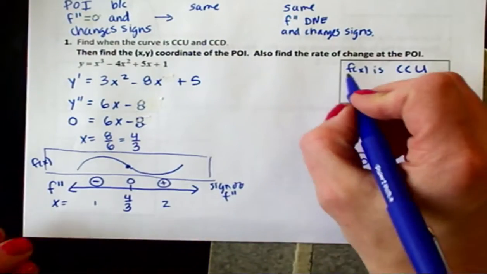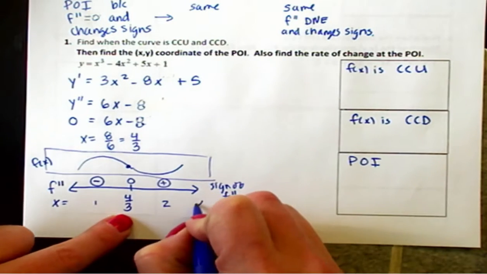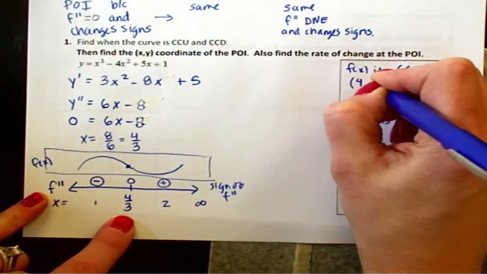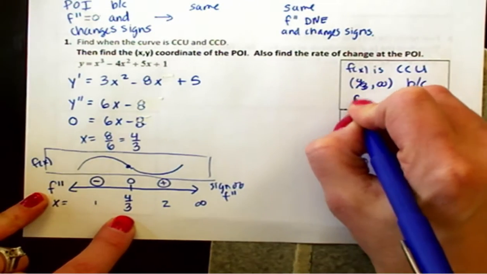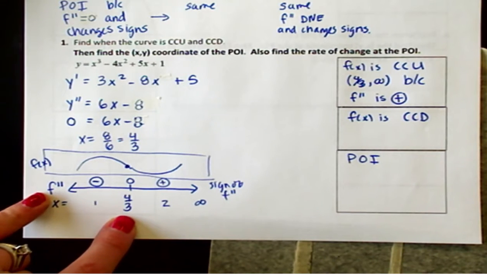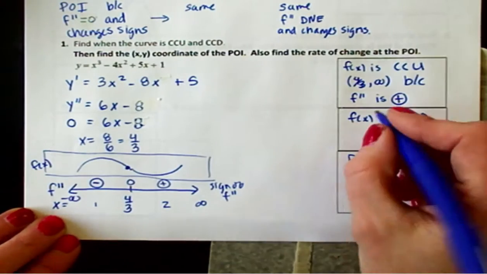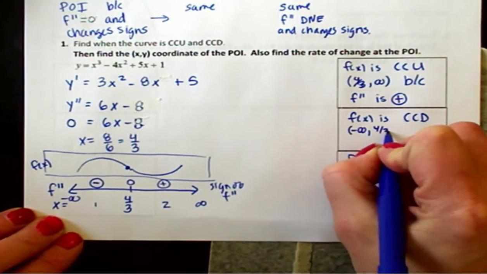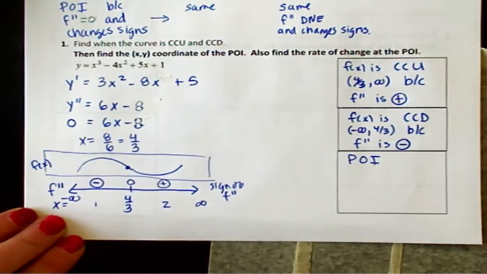Okay, so let's write our statement. F of x is concave up from 4/3 to positive infinity. There's no endpoint here. 4/3 to positive infinity because the second derivative is positive. This end of the number line is negative infinity. F of x is concave down from negative infinity to 4/3 because f double prime is negative.